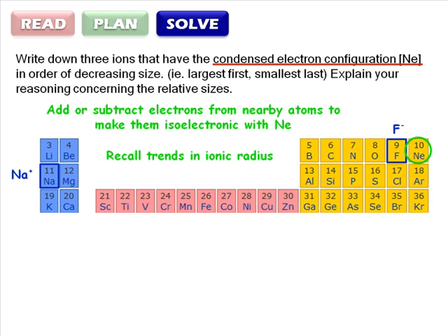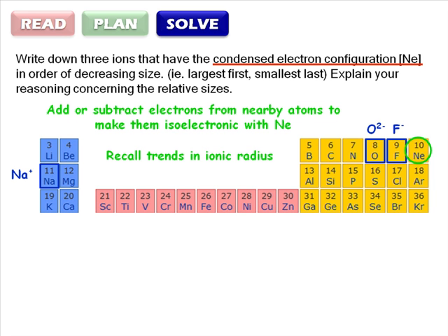To get the last ion, we'll need to go to either oxygen or magnesium. It doesn't matter which one. Let's do oxygen. It's 2 electrons short of neon, so we need to add 2 electrons and give it a charge of -2. Okay, we have our 3 ions, now we just have to arrange them from largest to smallest.